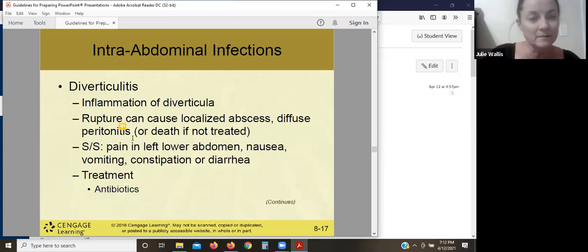Some signs and symptoms: pain in the lower left abdomen, nausea, vomiting, constipation, and diarrhea. And the treatment is antibiotics.